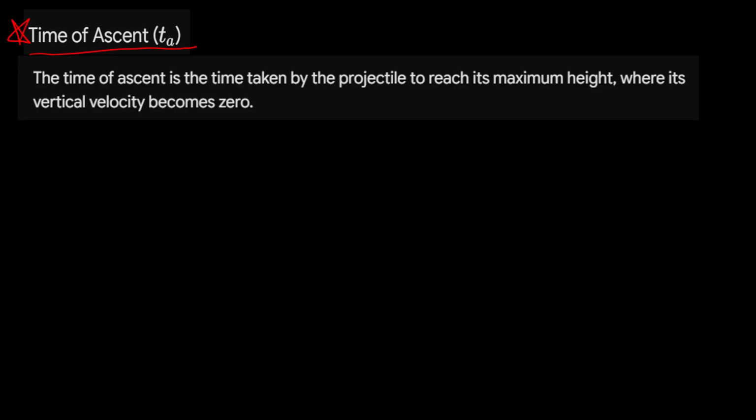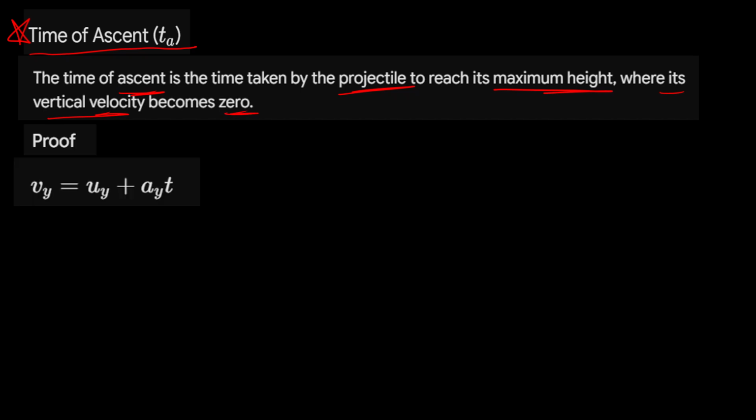Hello students. Today, we are going to understand the concept of time of ascent, denoted as TA. The time of ascent is the time taken by the projectile to reach its maximum height, where its vertical velocity becomes zero. Now, let's look at the proof.